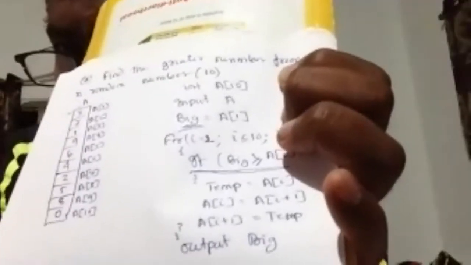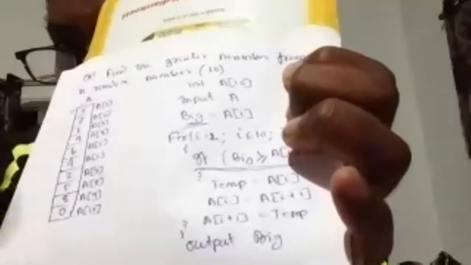Now it will compare. If it is true, then what happens? It will remain as it is. If it is not true, what to do? We have to exchange it. Okay, we have to exchange it. How to exchange? I'll give you one demo.